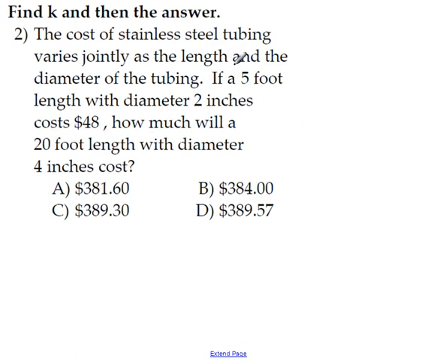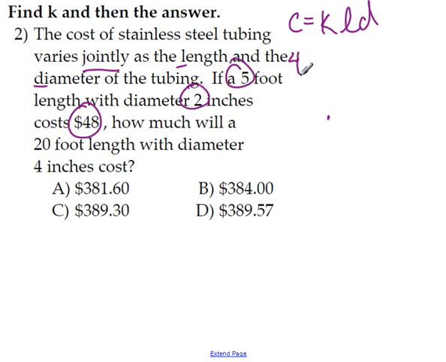Alright, first task here is we need to figure out what k is, which means we need to write an equation. It says jointly, again, and we're talking about two different things. We got a length and a diameter. So it's going to be something like cost equals k times our length times our diameter. And from there, we just need to start plugging some stuff in. It gives us the three numbers that we need here, here, here. So 48 is going to equal k times 2 times 5. So I'm going to divide by 10 because that's all these are is 10.